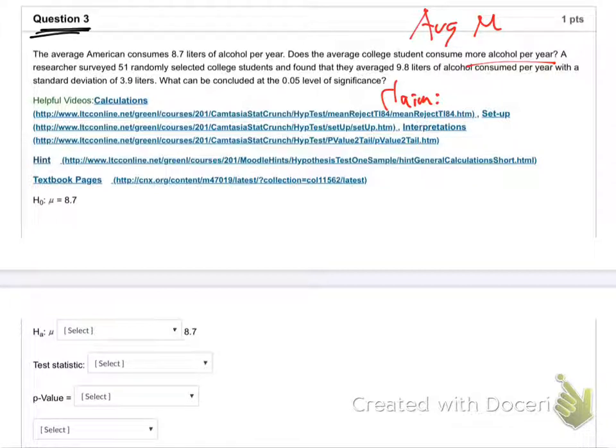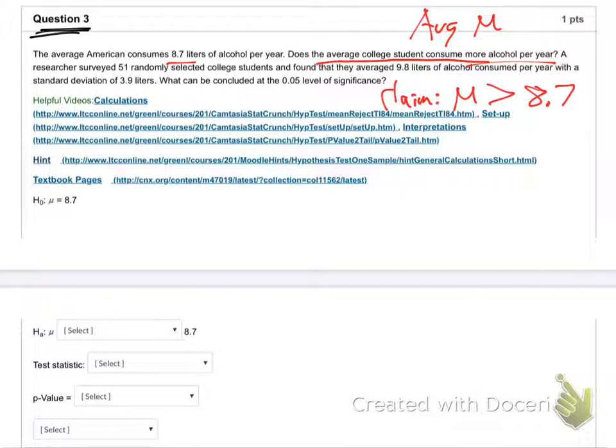Okay, so what's the claim? It's going to be about mu, the Greek m for mean, the average. They're saying the average is what? Or does the average college student consume more? Is the average greater, huh? Greater than what? Greater than 8.7, greater than what the average American consumes. We good so far? So that first one was a real tricky question with the more frequently less time thing. They won't usually do something so tricky. So the claim is the mu is greater than 8.7.